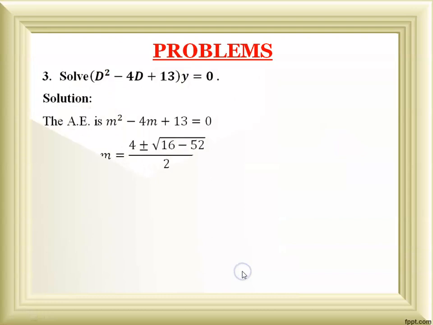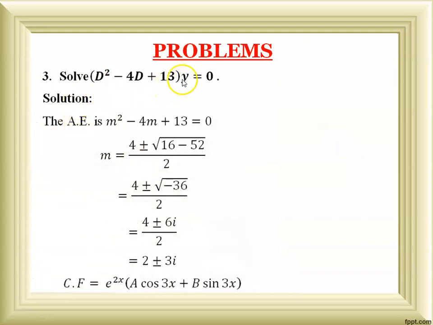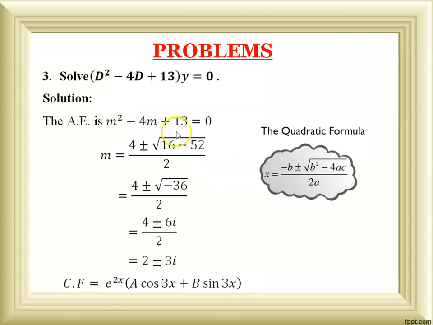The last one is (D² - 4D + 13) y = 0. The corresponding auxiliary equation is m² - 4m + 13 = 0. Here we cannot factorize this directly. Therefore, in such a case, we use the quadratic formula: x = (-b ± √(b² - 4ac)) / 2a. Here a is the m² coefficient, b is the m coefficient, that is minus 4, and c is 13. So a is 1, b is minus 4, c is 13.